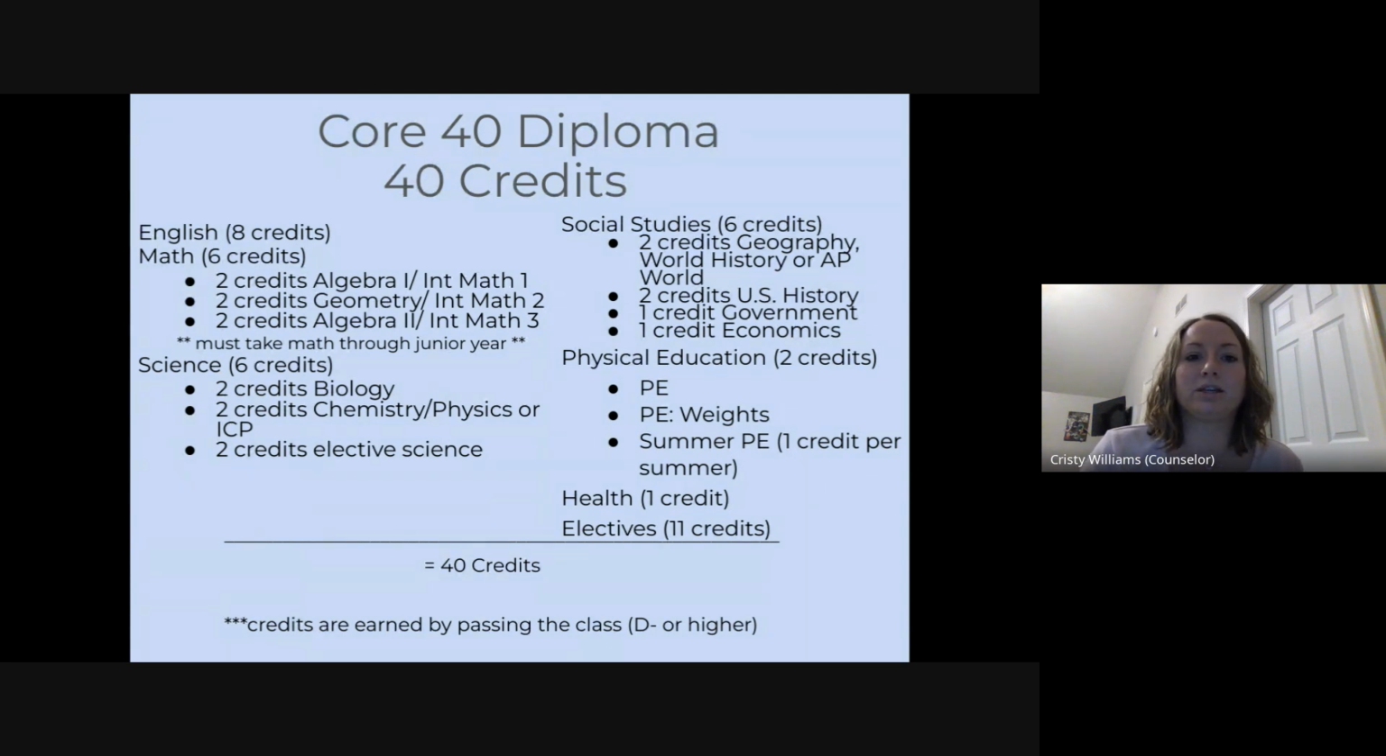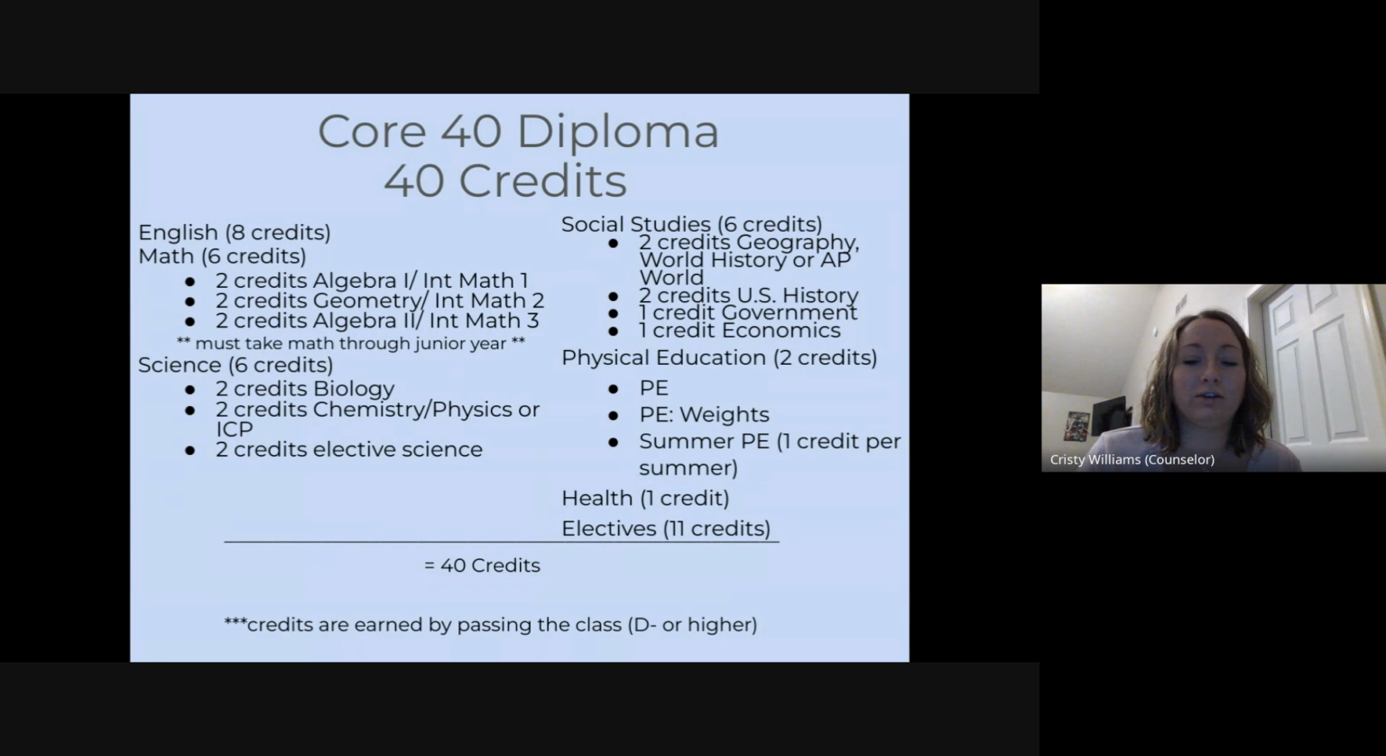Then within the social studies department, it is the same as math and science. 3 years are needed, so 6 credits total within social studies. You can see the breakdown below. Geography might be a class that your incoming freshman would take next year. And then I'll also talk about PE. There's always questions about PE. We'll talk a little bit more in depth about that later as well.